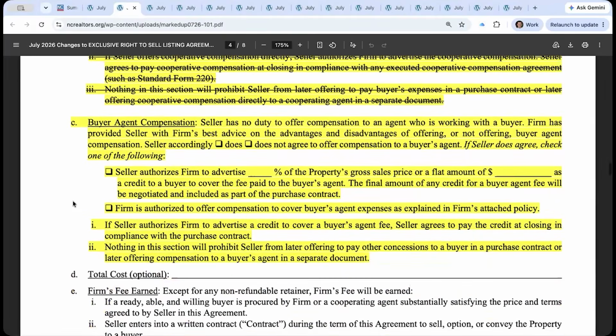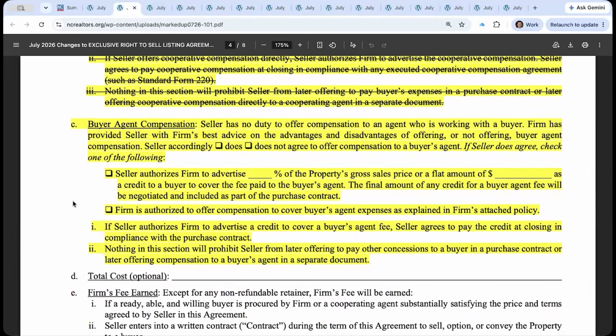You can see here's the old language in the offer to purchase contract. Okay. Here's the new version, new part here. And you can see that it is down to two checkboxes instead of three. And this is where the seller can authorize the listing firm to go out and advertise how much compensation they may offer to a buyer agent if the rest of the contract terms are appropriate and acceptable to the seller. So that's where the listing firm gets its authorization to talk to buyer agents about that.